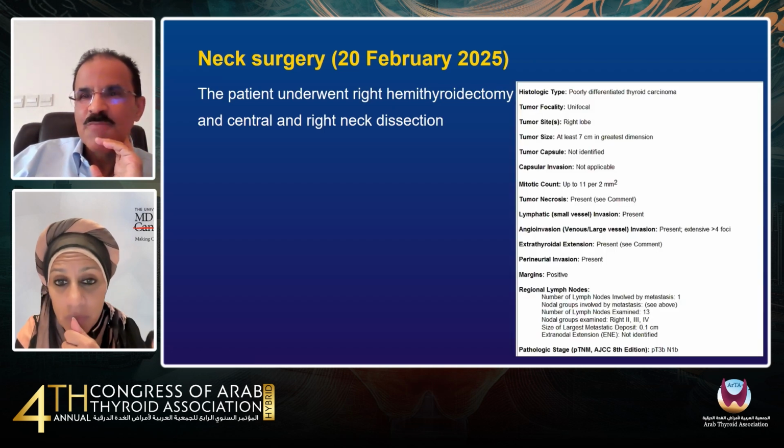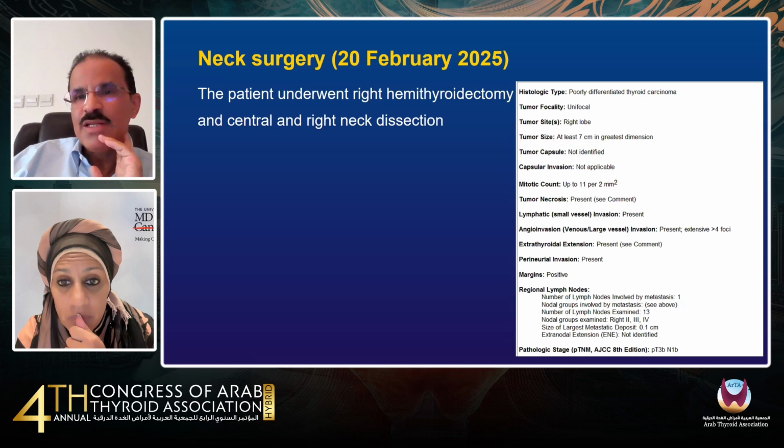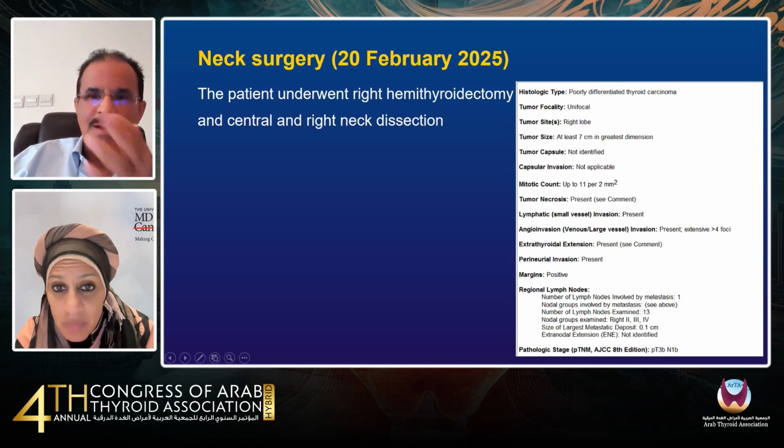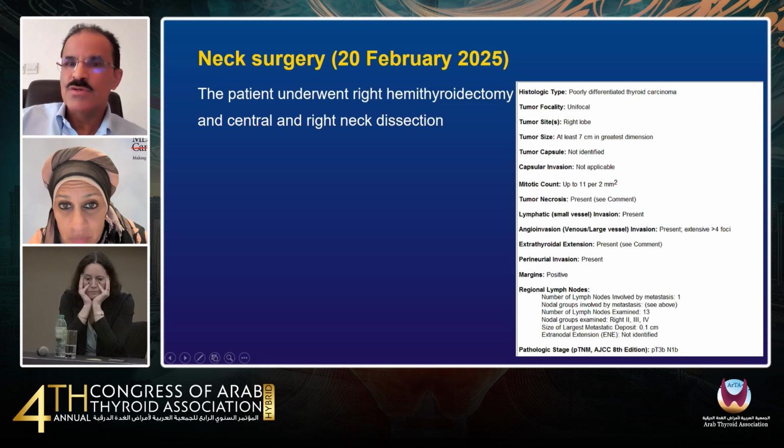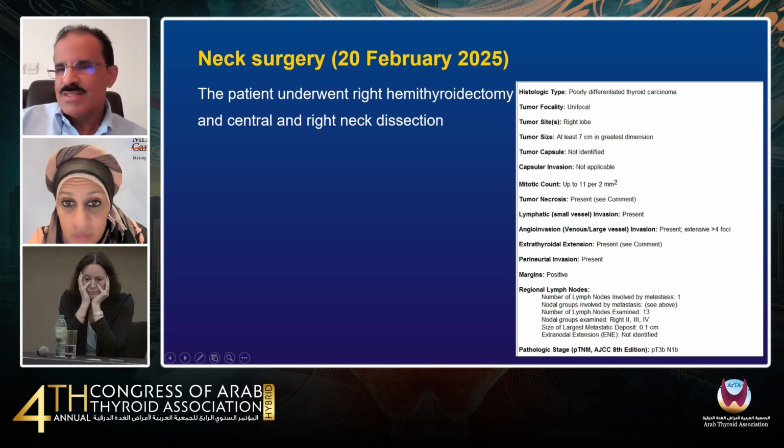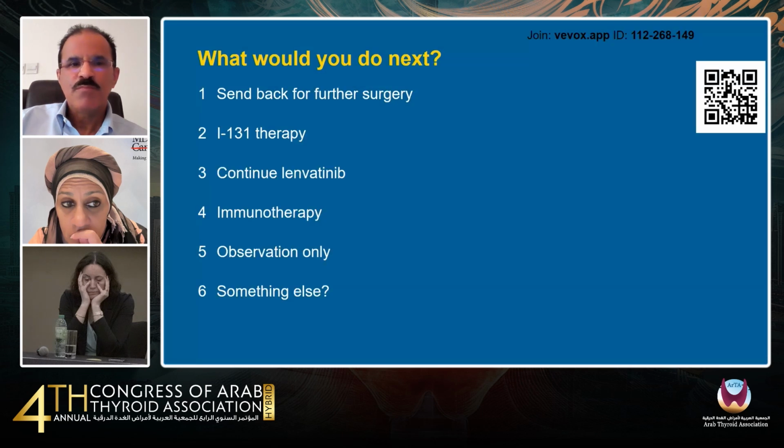This is the pathology. So the pathology is poorly differentiated thyroid cancer, 7 centimeters at that time after many months of lenvatinib. It has high mitotic count. It has necrosis, so this is why they call it poorly differentiated. And this is basically the stage of the disease: T3b, N1b, and of course M1. So she is stage 4B.